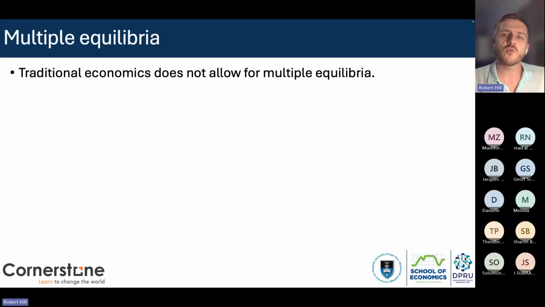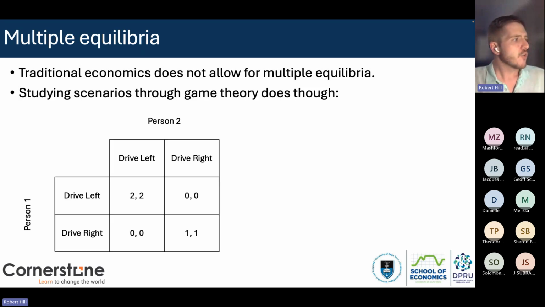Think about which side of the road you drive on, right? So have a look at this game. You could drive on the left or you could drive on the right. And intuitively, hopefully you understand that there is an equilibrium where if everyone is driving on the left, so should you. But if everyone is driving on the right, so should you, right? Because you just don't want to be in a collision with the other people on the road.